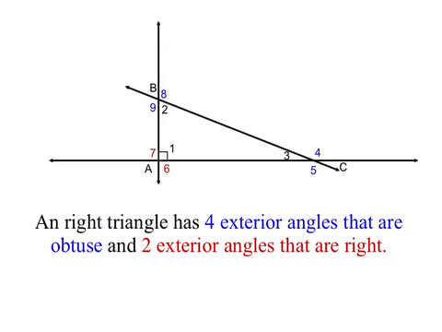A right triangle has 4 exterior angles that are obtuse, marked in blue, and 2 exterior angles that are right, marked in red. And once again, the exterior angles associated with the right angle of the triangle, the one labeled angle 1, those are the 2 exterior angles that are right angles.